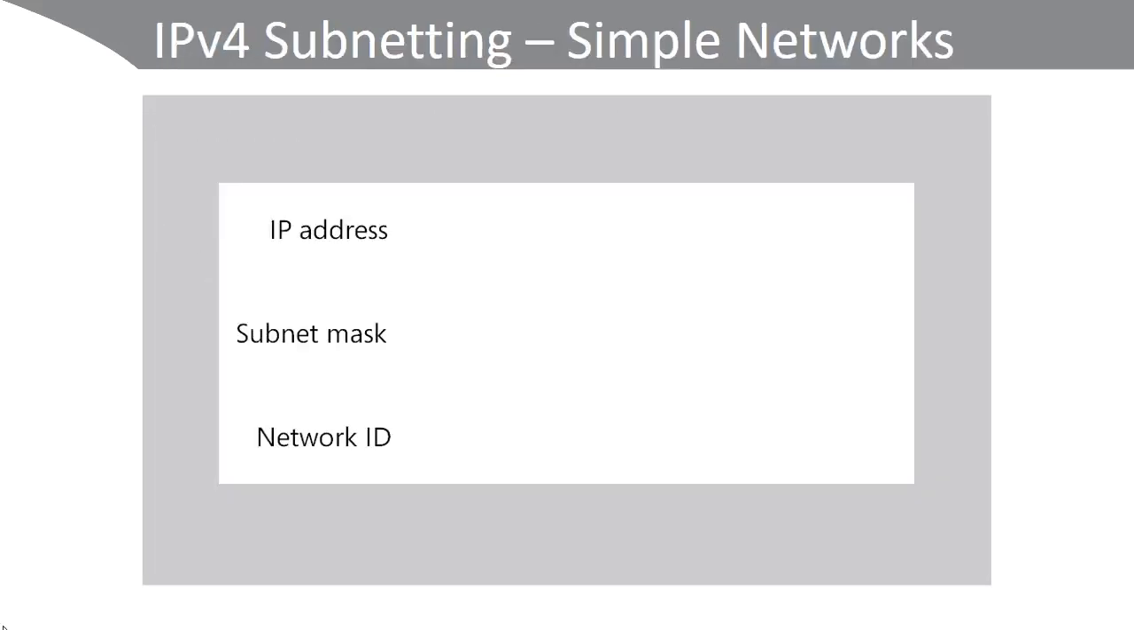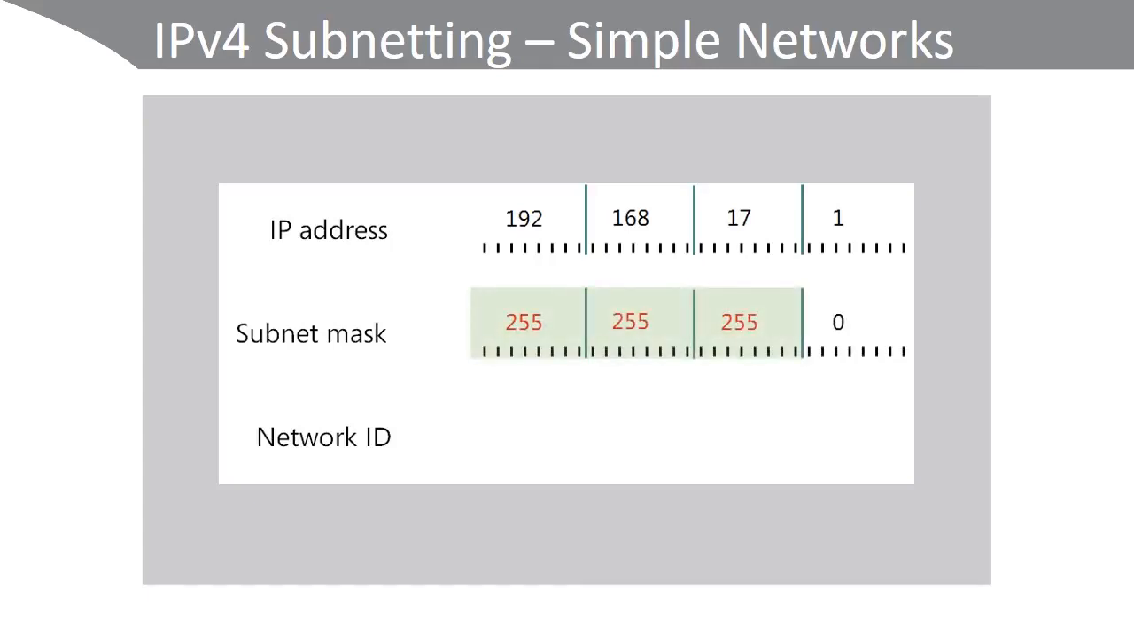In many situations, you can use simple subnetting. In simple subnetting, you take an address, in this case 192.168.17.1, and you use whole octets to define the network and subnetwork ID. In this case, the first three octets are indicated as being part of the subnet ID through the use of the subnet mask 255.255.255.0. The last octet is 0, which means only the last octet represents the host address. So this is host 1 in subnet 192.168.17.0.